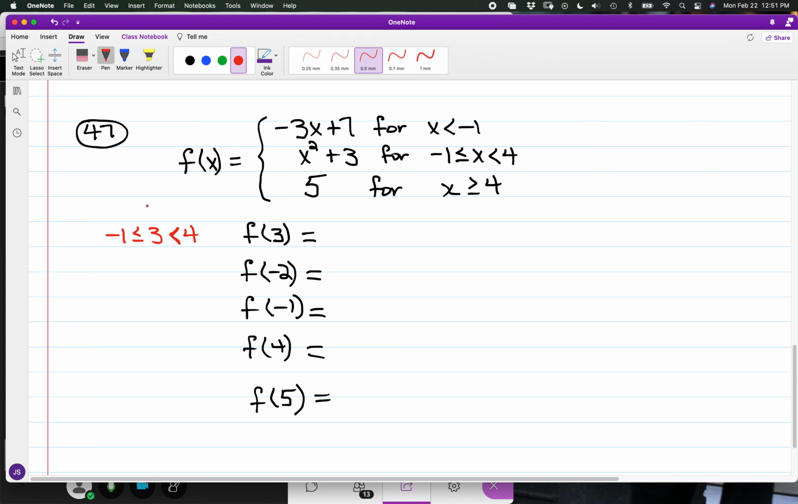So negative 1 is less than or equal to 3, and that part is made true by the less than statement. And again, 3 in turn is less than 4, so I'm referencing the middle section. So in terms of what to do with 3, I'm going to take x squared plus 3, with 3 representing x. And 3 squared is 9, and 9 plus 3 is 12.